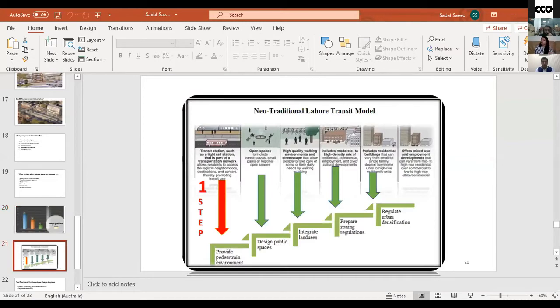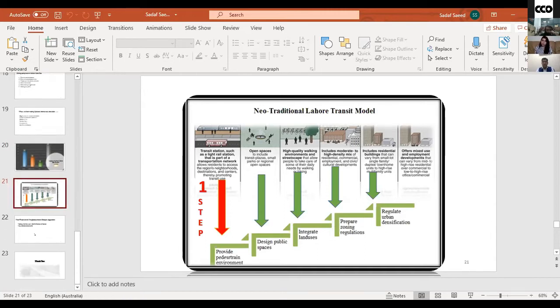So finally, I identified a model which can work for Lahore. It's a 5-step model. We start with the pedestrian environment: the first thing is that we provide the pedestrian environment to the users. Secondly, we integrate more open spaces. Then we promote high quality walking areas other than transit, like the overall culture of the city. Then the next step requires zoning and regulations, where a lot of governance and institutional work is involved. And then eventually we go towards urban densification. So it's a 5-step model, but at this stage we can focus on the first step, which is to provide the pedestrian environment.